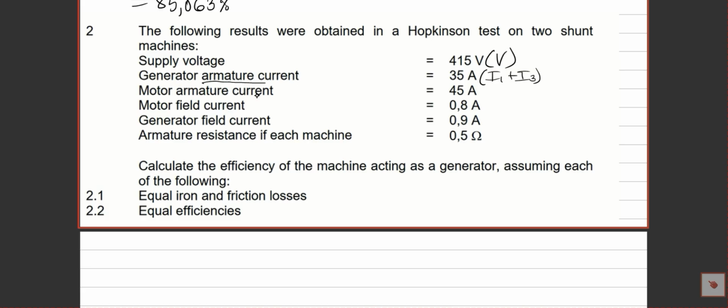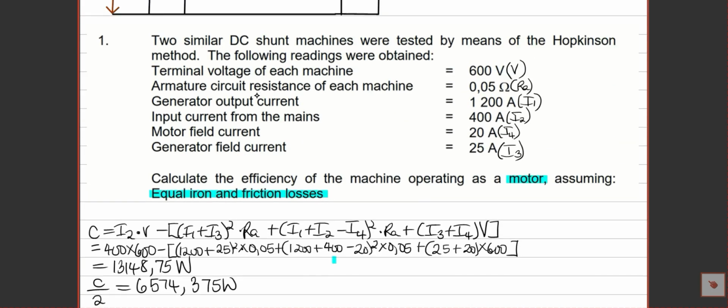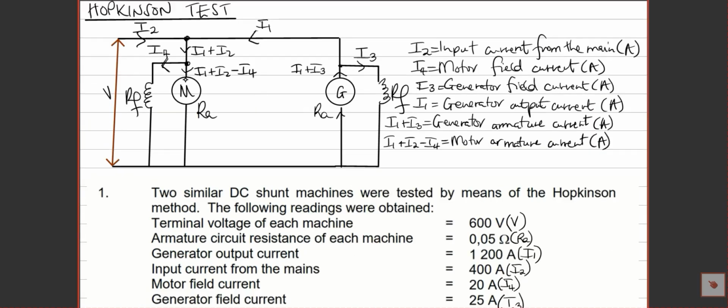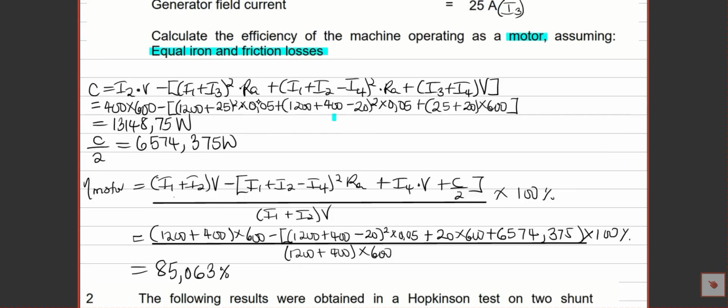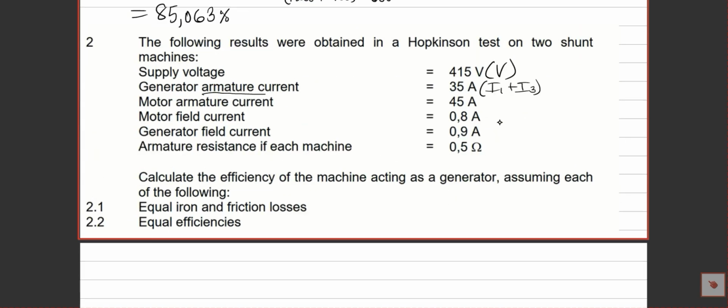Next, we have the motor armature current. Motor armature current is the one which should pass through the motor armature resistance. In our case, it's I1 plus I2 minus I4.